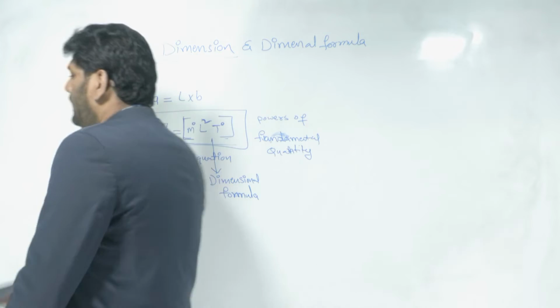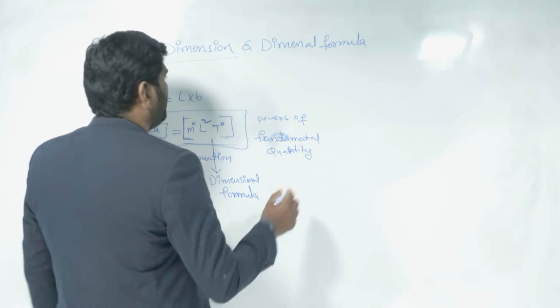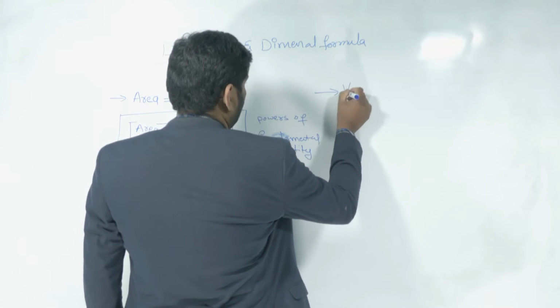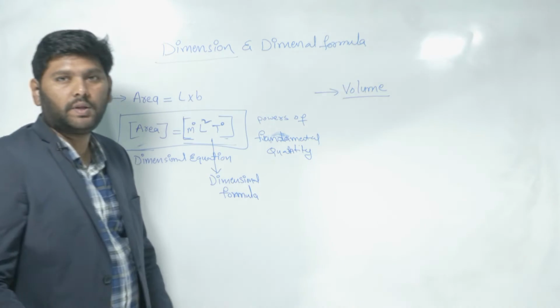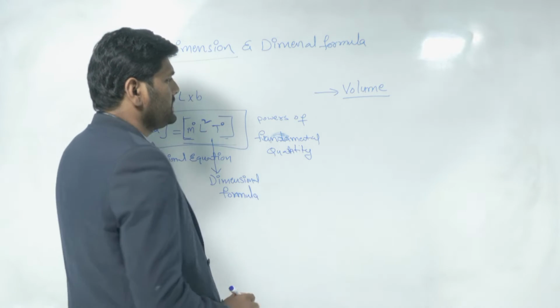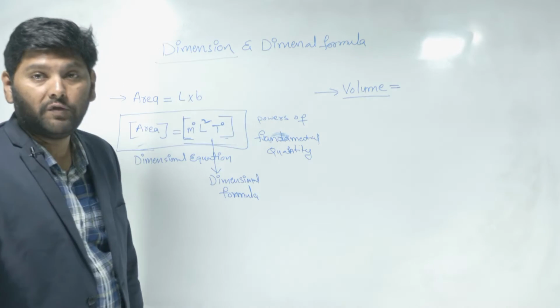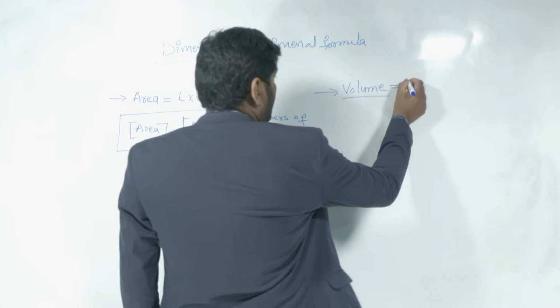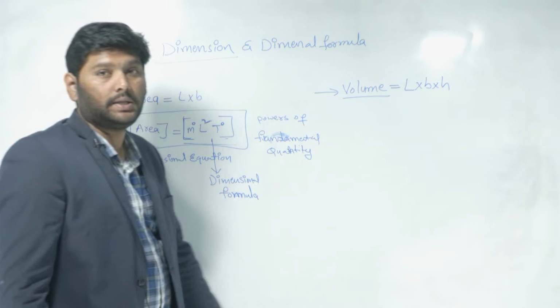So one more physical quantity I will take: volume. Volume is a physical quantity. When you consider volume as a physical quantity, what is the formula for volume? Volume formula is length into breadth into height.